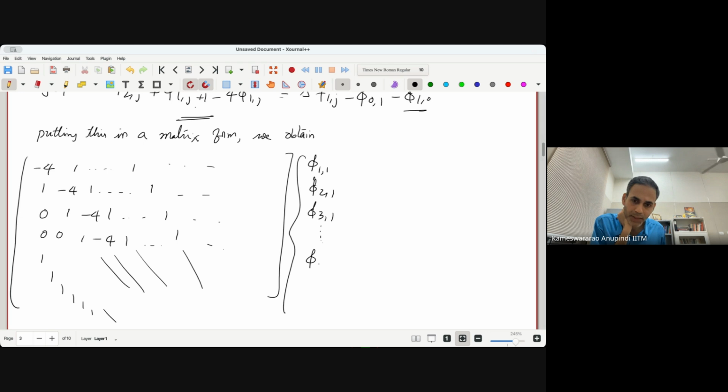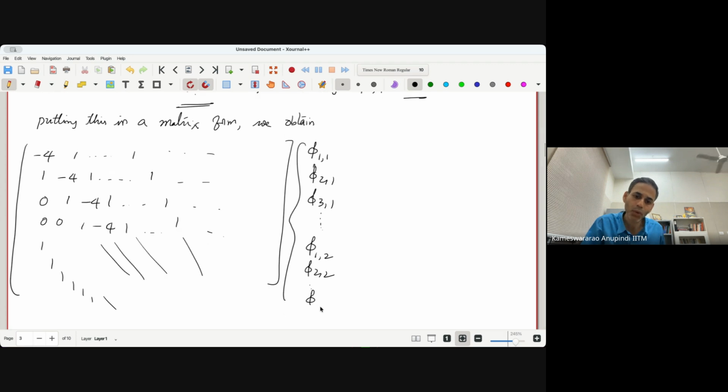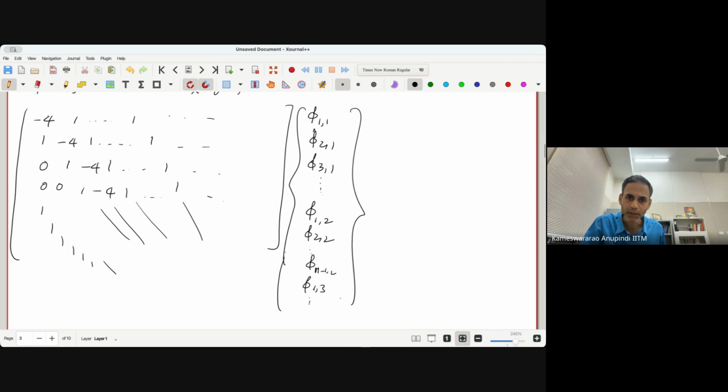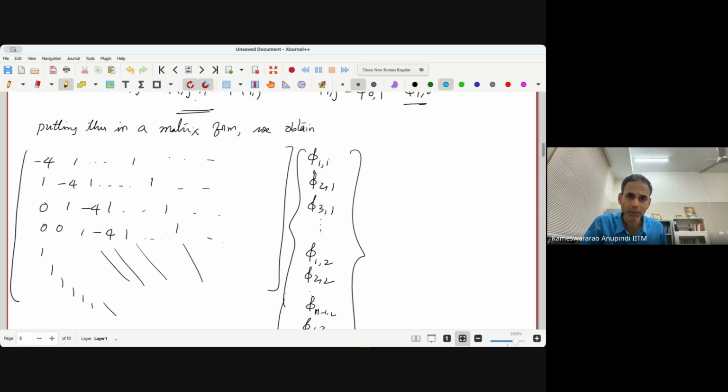Once we exhaust all the i points, that is once we reach m-1, 1, then we go to phi 1, 2, then 2, 2, all the way to phi m-1, 2. Then we go again to phi 1, 3, and so on. That is how we are arranging all the points. So you see that the central coefficient, which is for phi 1, 1, will get a coefficient of -4. Similarly, phi 2, 2 somewhere there gets this central coefficient, because all the other points are written here.